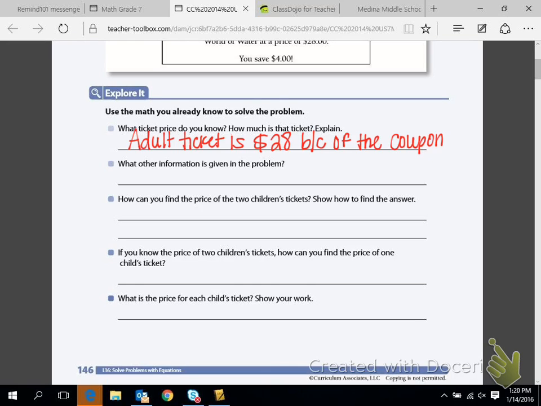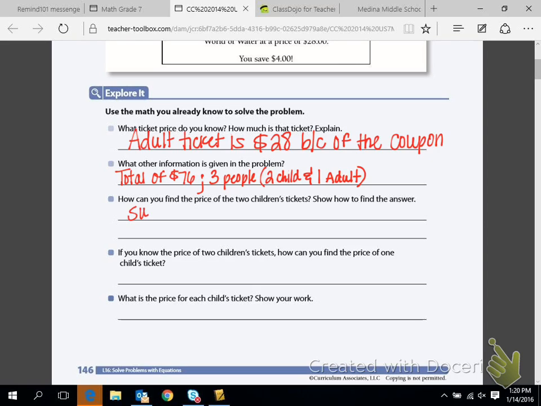What other information is given in the problem? We know that the total is going to be $76. And that $76 covers 3 people. And of those 3 people, 2 of them are children and 1 adult. So how can you find the price of 2 children's tickets using this information? If we know the total and we know the price of an adult, if we subtract them, then we'll be left with how much we paid for children.